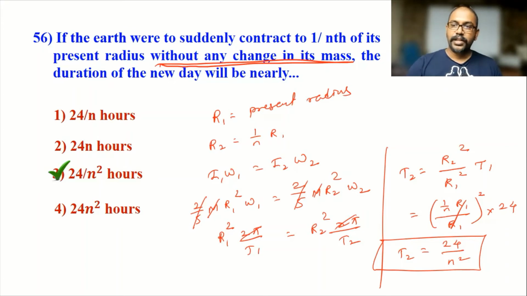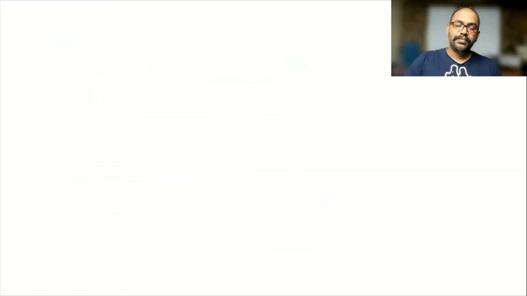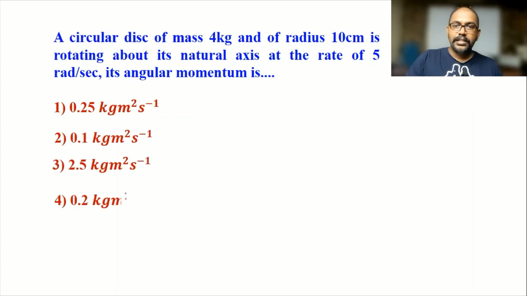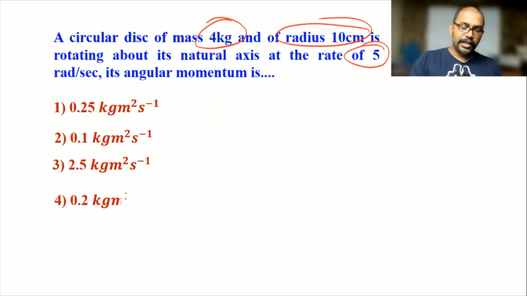Now we go for the next question. A circular disc of mass 4 kg and radius 10 centimeter is rotating about its natural axis at the rate of 5 radian per second. Then we have to find out the angular momentum. So here they gave the mass, the radius and omega, and we have to find the angular momentum.